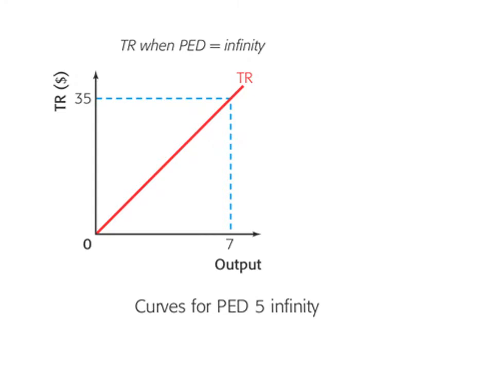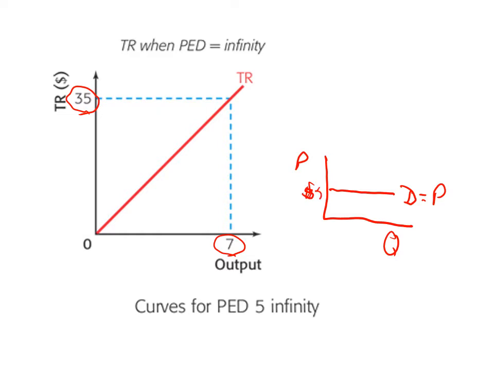If we look at the total revenue when PED equals infinity, in this example we have an output of 7 and total revenue is 35, so obviously each unit is $5. It remains a straight line, because no matter how much you're selling, if the price remains at $5, the relationship will be the same throughout the line. So if we had quantity and price, the demand curve would equal the price, at $5.